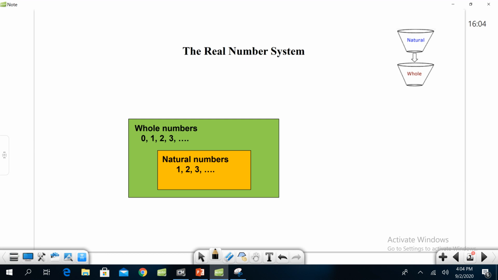So like on my other example, I had 10. Well, 10 is in this cup. So 10 is not only a natural number, but it is also a whole number. And I can think of whole numbers as numbers that don't have a decimal.